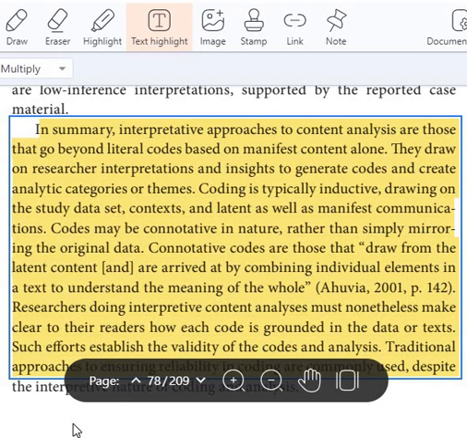Now let's go to the next subject here, which is the research purpose of interpretive content analysis. Why do you think we use the interpretive content analysis? Is it important to use it?